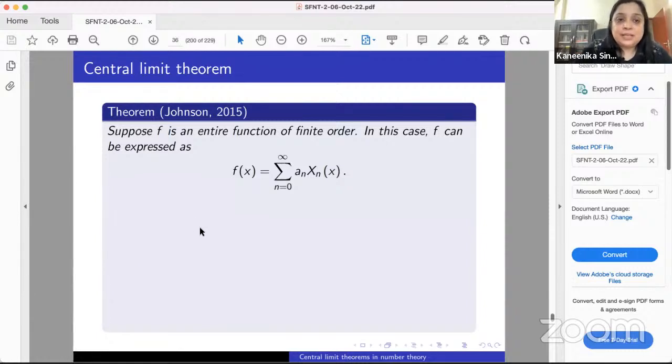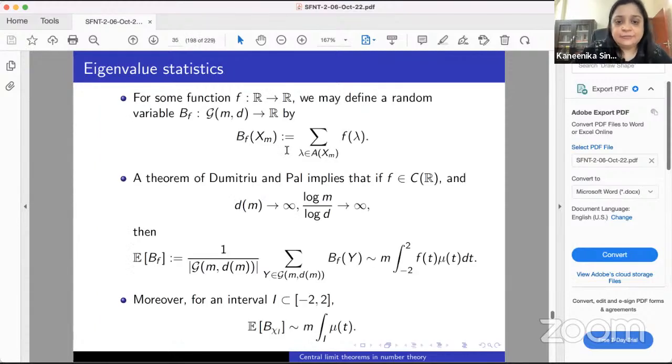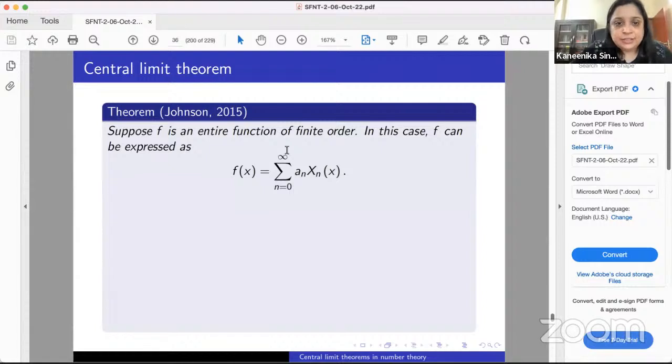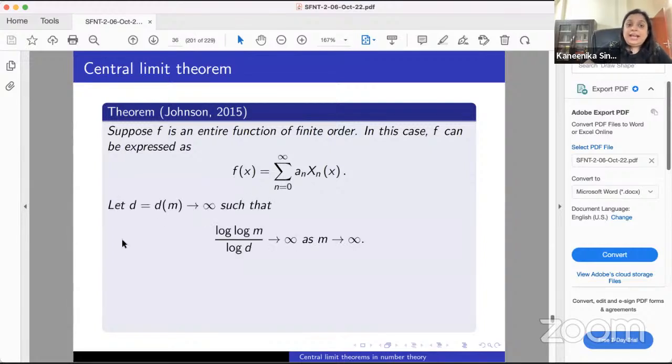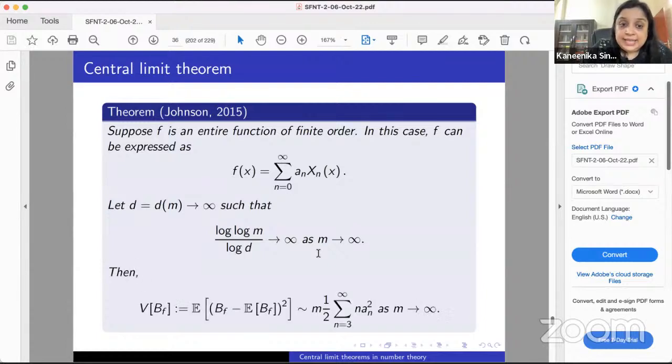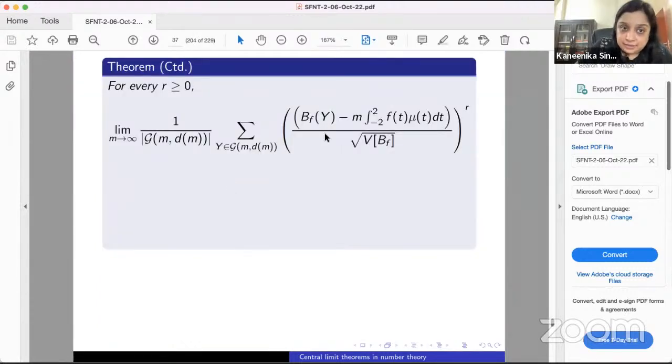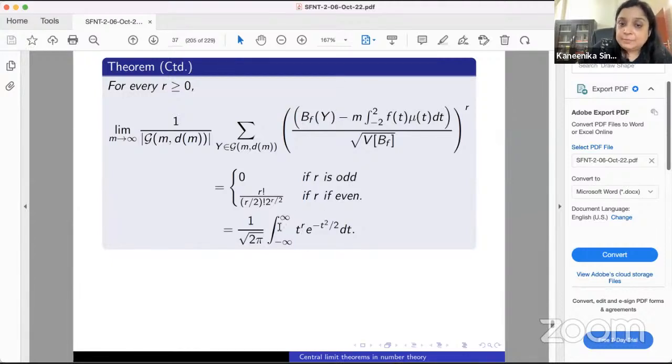So this is a result of Tobias Johnson in 2015. For certain types of test functions, he doesn't take the kind of test functions that we were taking. He doesn't take the characteristic function, for example. But for some types of test functions, which can be expressed as sums of the Chebyshev polynomials, and the a_n's are suitably controlled, if your degree D goes to infinity under this very, very strong condition, then you have asymptotics for the variance of this random variable B sub f, and you also have asymptotics for higher moments of your B sub f. So these also converge to the r-th power moments of the Gaussian distribution. So there is a lot of underlying similarity with the eigenvalues of Hecke operators.